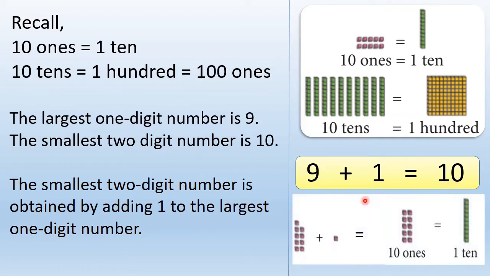Showing the same in terms of beads. Here we have 9 beads. 9 plus 1 is equal to 10 ones. 10 beads are here. If they are aligned along a line, it will be equal to 10. That is 9 plus 1 is equal to 10. The smallest two-digit number is obtained by adding 1 to the largest one-digit number.